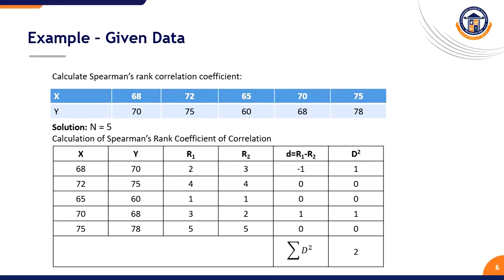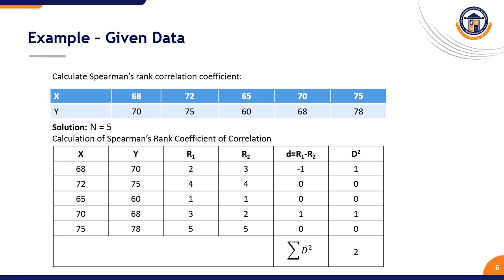Hereafter we find D, that means the difference between those two ranks for each data. It is represented in the fifth column of the table. Hereafter we find the squares of D, which are given in the final column of the table. Then we sum up the final column, and you will get sigma D square equal to 2.